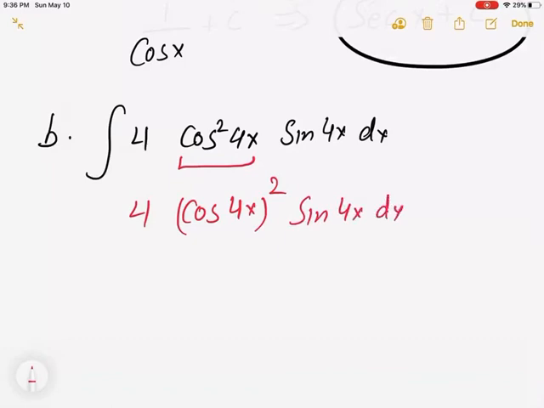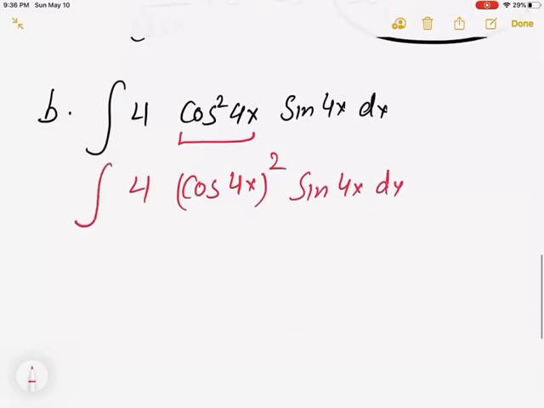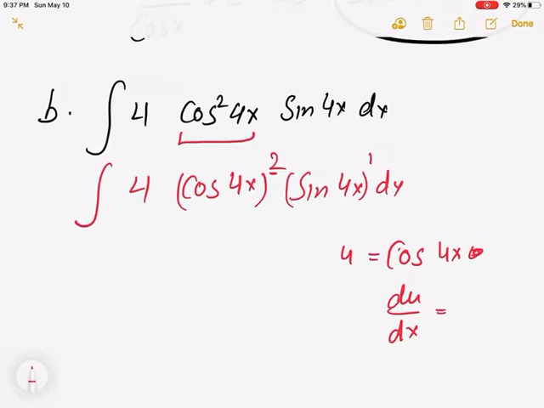Okay, time to put a part of this equation equal to u. So this one has 2, this one has 1, so I would set cosine 4x equal to u. I'm just going to write it on this side instead. Take the derivative, du over dx. The derivative of cosine 4x is negative sine 4x, and there should be a 4 here and a negative.